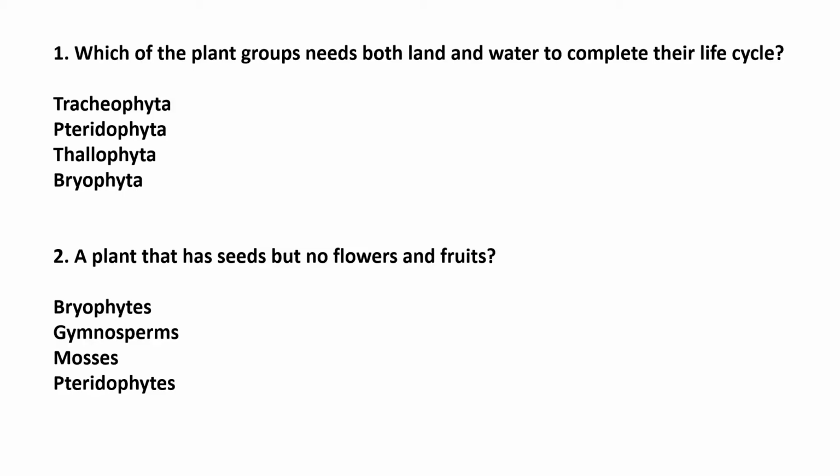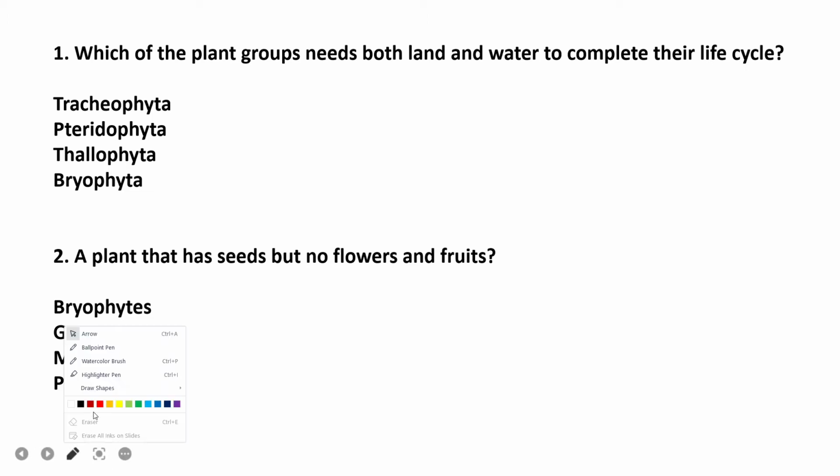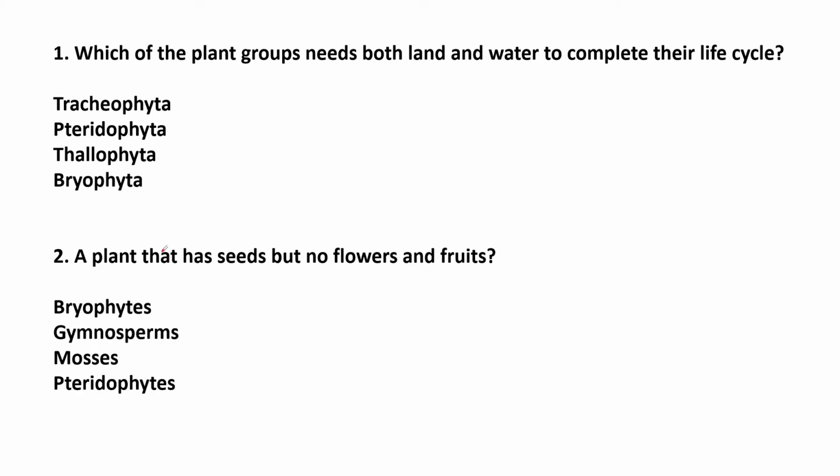The first question is, which of the plant groups needs both land and water to complete their life cycle? It is Tracheophyta, Pteridophyta, Thallophyta or Bryophyta. You can answer in the comment section, and the answer is Bryophyta. A plant that has seeds but no flowers and fruits: Bryophytes, Gymnosperms, mosses, Pteridophytes. It is Gymnosperms.